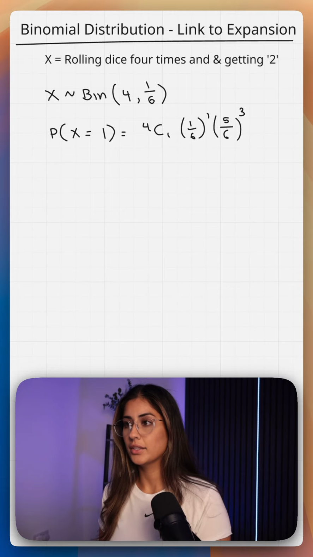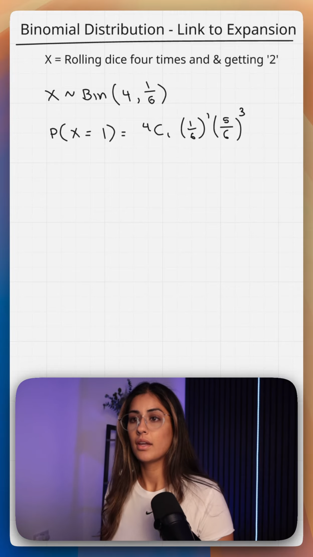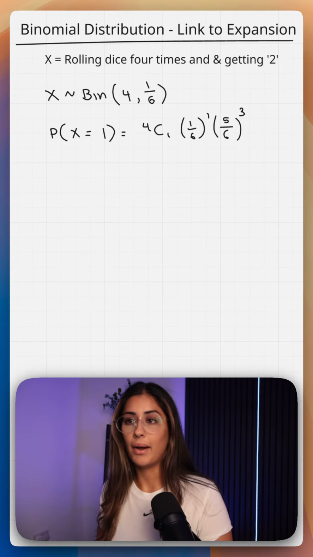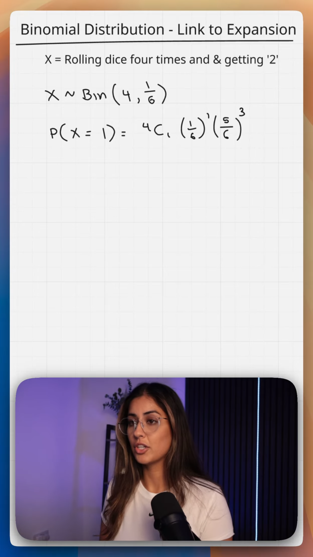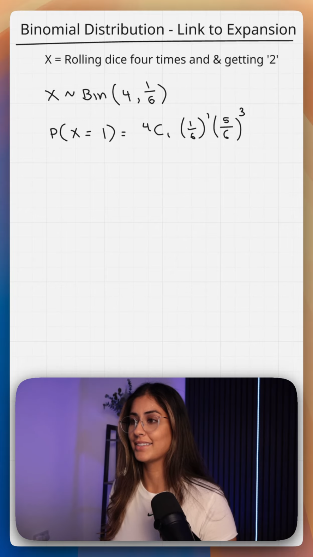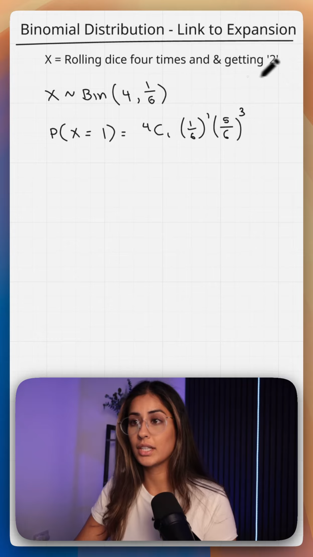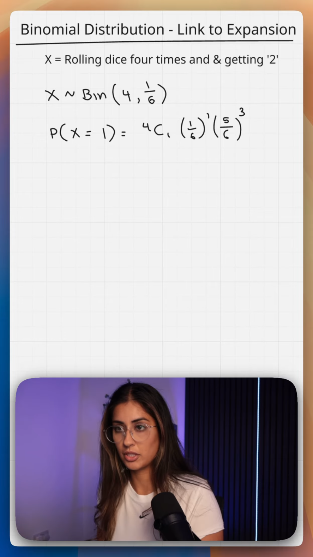In the previous video, I just talked about why the binomial distribution formula is what it is. But in this video, I just wanted to talk to you about how it links to the binomial expansion. This is something that OCR love to play on, so if you are on that board, please do pay attention. So in the previous example, we talked about X being the event that we roll a dice 4 times and get a 2. If you've not seen it, please watch it first.